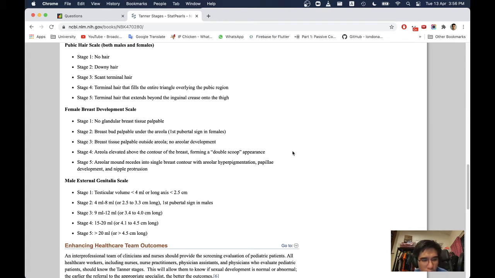Stage 3, 9 to 12 ml or 3.4 to 4 cm long. Stage 4, 15 to 20 ml, 4.1 to 4.5 cm long. Stage 5, more than 20 ml or more than 4.5 cm long. We're measuring the length of the testis.